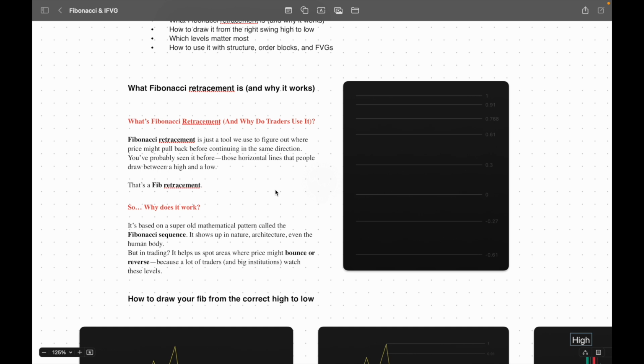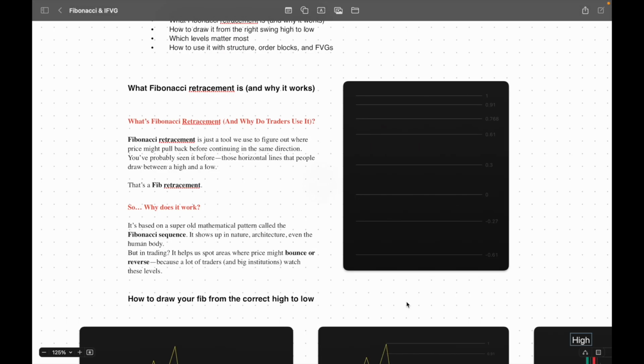Literally, a Fibonacci is just a tool we use to figure out where price might pull back before continuing in the same direction. You've probably seen it before, those horizontal lines that people draw between highs and lows. Now, that is the Fib retracement. Now, as you can see here, these are our Fibonacci levels. Everything is going to make sense when I show you on the charts.